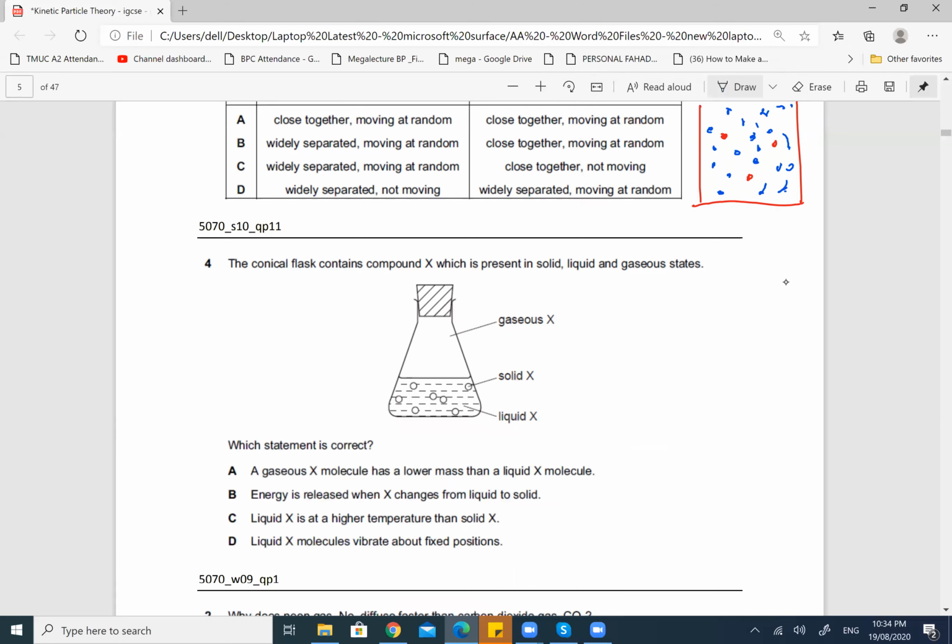Next, the conical flask contains compound X, which is present in solid, liquid, and gaseous states all together, right? I don't know how that happened, but it's present together. Which statement is correct? A, B, C, D. Energy is released when exchange from liquid to solid. So B. Energy is released. So yes, that's fine.